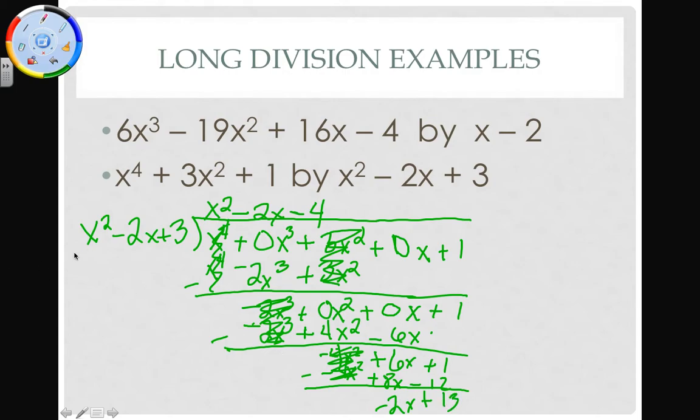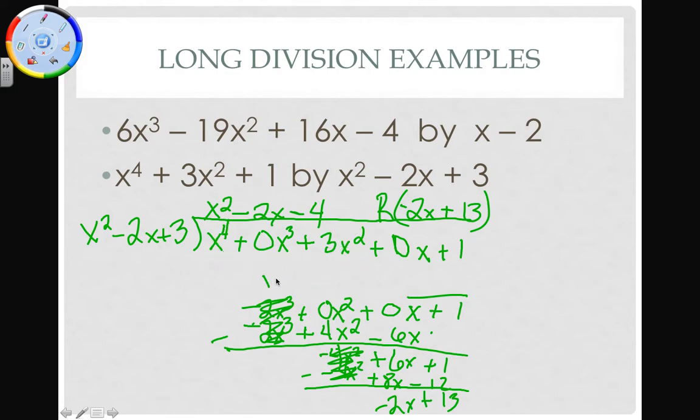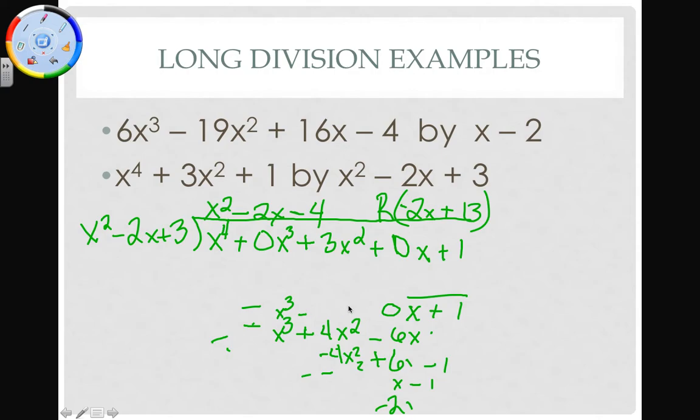Now you notice I can't multiply anything by x squared to get negative 2x. So I'm as far as I can get. So I have a remainder of negative 2x plus 13. We're going to use that in a minute to write our summary statements. So let's erase a little bit of stuff here and see if we can get a summary statement going.